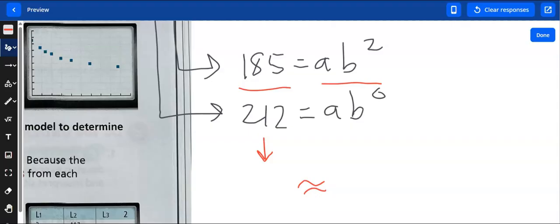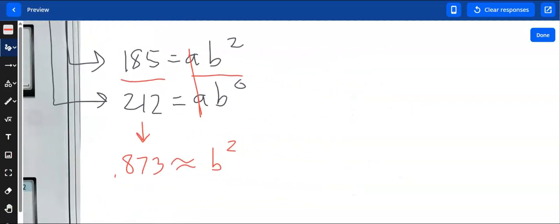All right, 185 over 212. Point what? 873. Good enough? Anything cancel on the right side? The A's. Giving me B to the what? To the second. All right, so how am I going to find B? Square root. Might as well just take the square root of what I got in my calculator so that I can get the most accurate value. So now we know that B is approximately equal to 0.934.